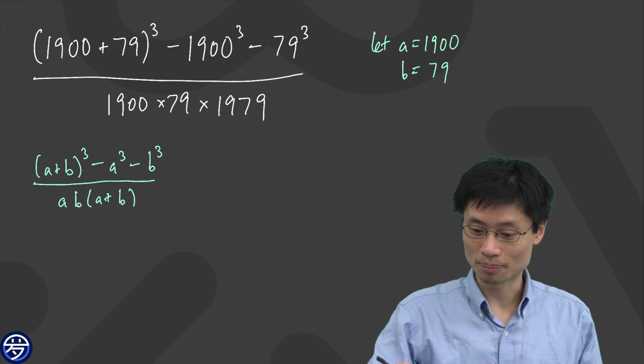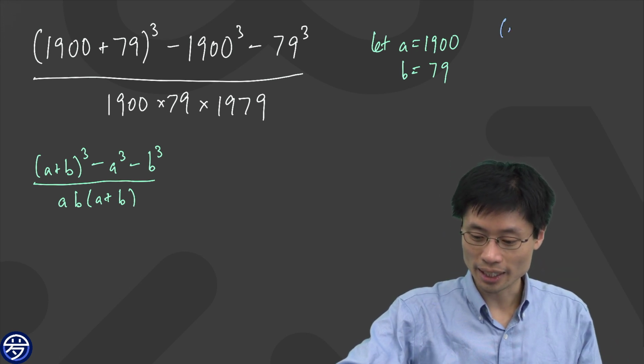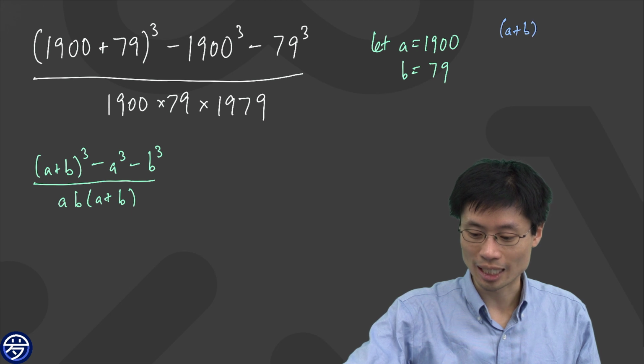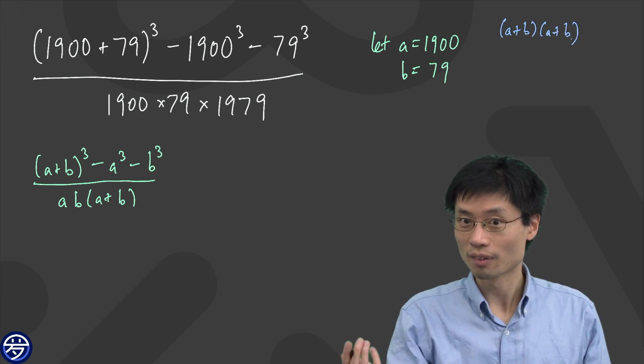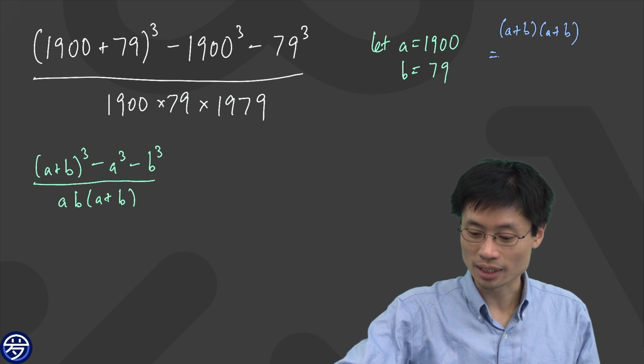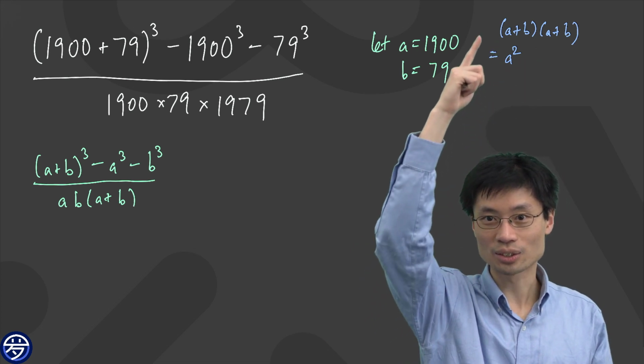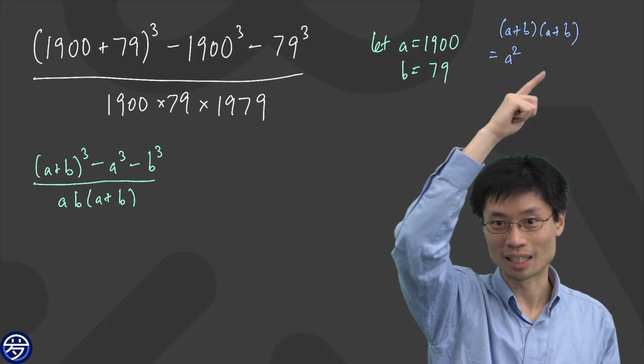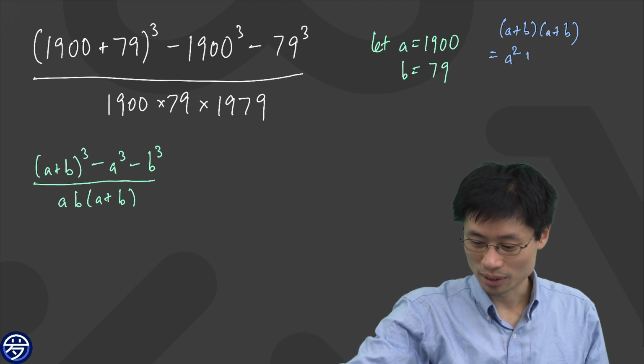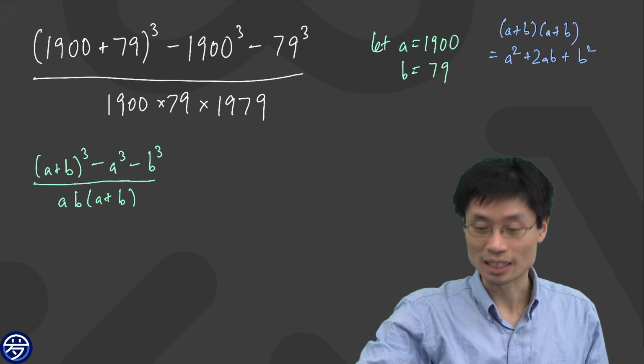If I want (a + b) cubed, that is (a + b) squared times an (a + b). So let's start with (a + b) squared. If I want to expand out the brackets, then that's going to be a squared, because I can take the a from here and the a from there. I also have an a times b, and I have a b times a. So that would be plus 2ab plus b squared.